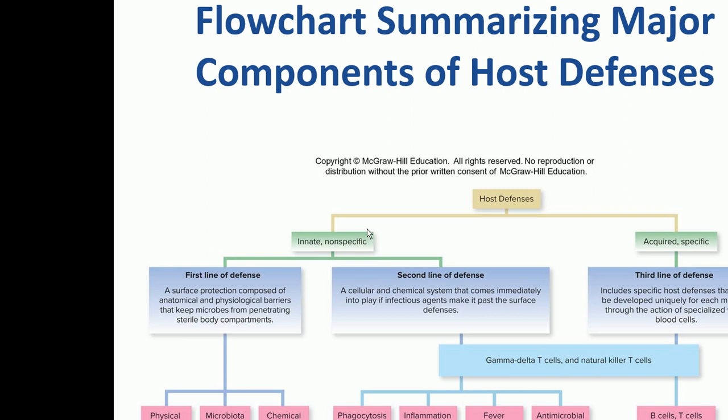The second line of defense includes the cellular and chemical system. It involves processes like phagocytosis and inflammation, and also fever and antimicrobial products. So under the second line of defense, we will be talking about phagocytosis, inflammation, fever, and antimicrobial products. The third line of defense is acquired and specific, and it involves special cells called lymphocytes, of which there are two kinds, B and T lymphocytes.